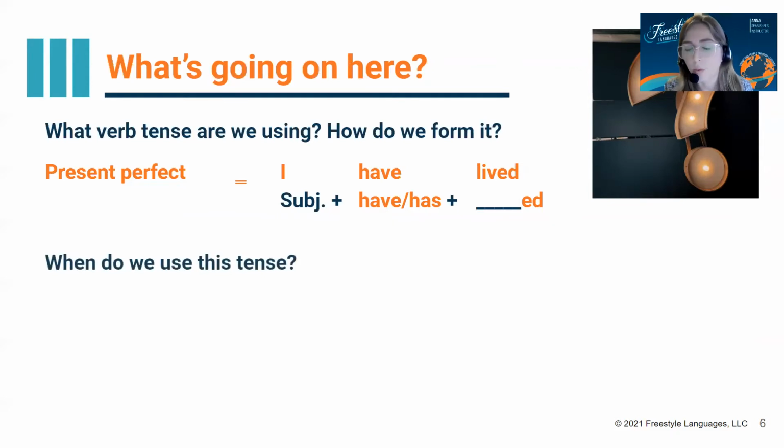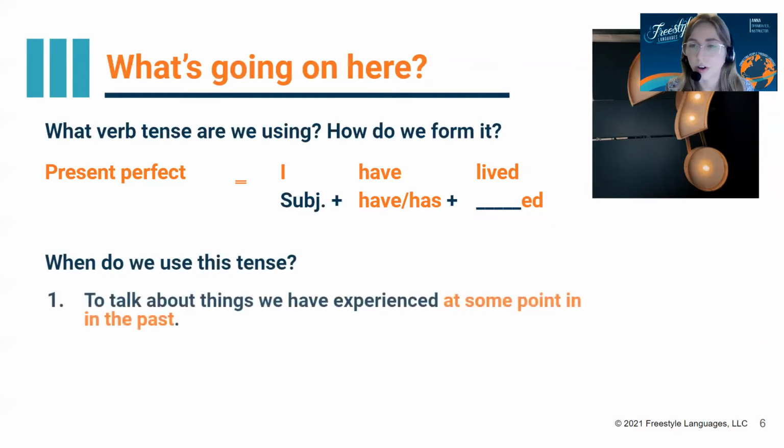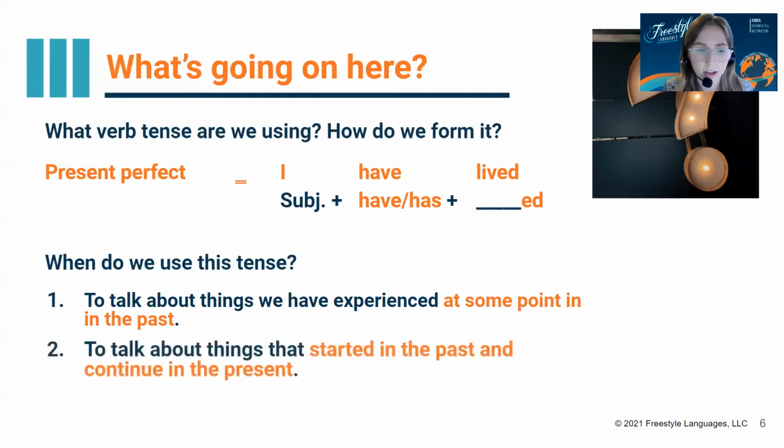Excellent. And when do we use this tense? So there are two times that we use it. One is to talk about things we have experienced at some point in the past. En algún momento del pasado no especificado. So we don't have to know when it was, to some point in the past, right? At any point in our lives. So the first one is to talk about those past experiences. We also use this tense to talk about things that started in the past and continue in the present. Right? So for example, I have studied English for 3 years, right? I started studying in the past and it continues in the present. I still study. So we've got these two ways.